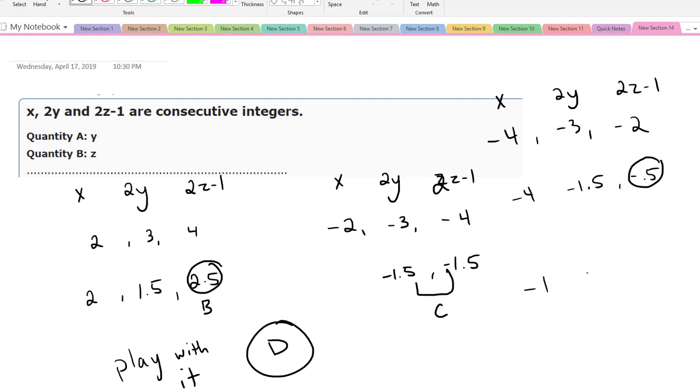Let's try another one. So -1, 0, 1. Let's see what happens here. X, 2y, and then 2z minus 1. So that's -1. Y is 0. And then that means z needs to be 1. So again, that's bigger. So I could be wrong, but I think they're saying the answer is D, because it doesn't say that x is less than 2y and then 2y is less than 2z minus 1. I think that's what's going on here.